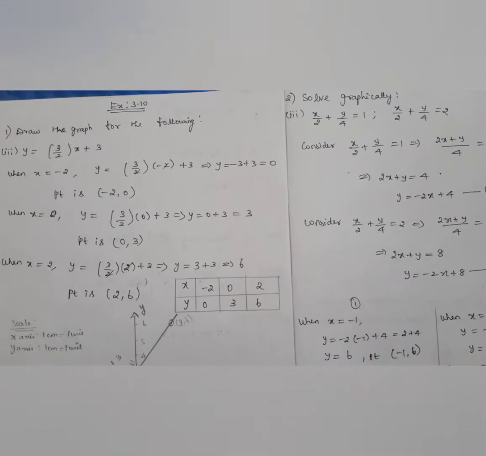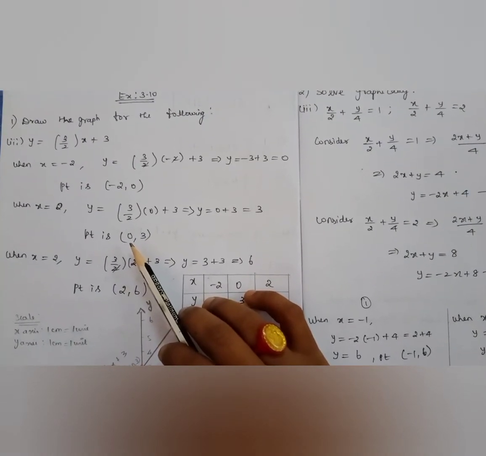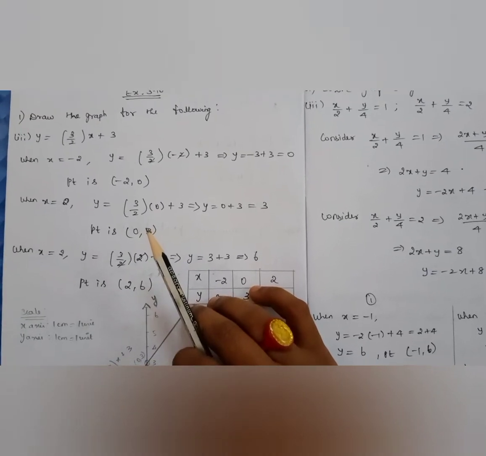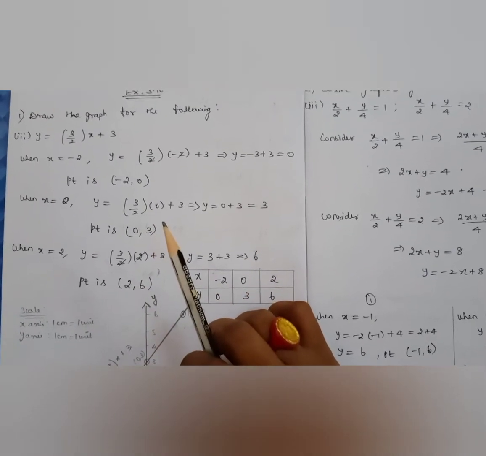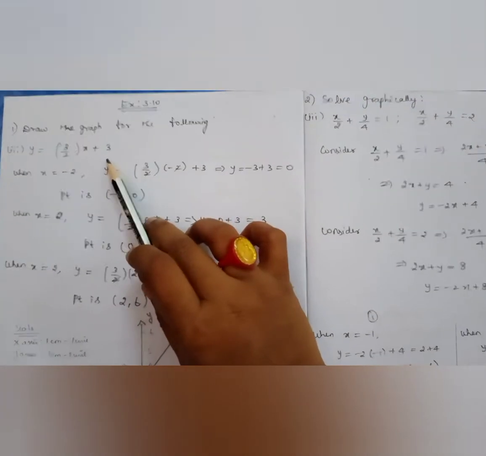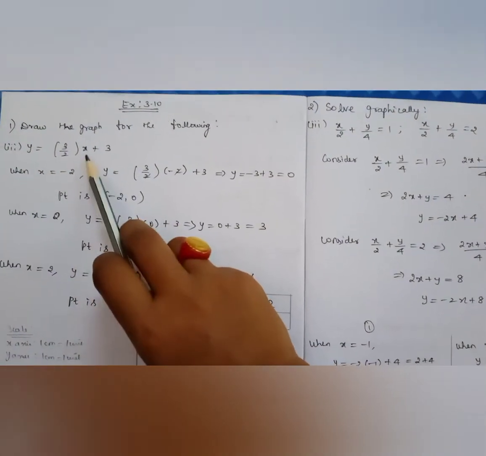Let's move on to the topic. Exercise 3.10. First question: draw the graph for the following. So, as we have discussed already, we are going to see how to solve the equations graphically. So, first we should be familiar with the graph. So, first we will see how to draw this graph for this equation. Y is equal to 3 by 2 x plus 3.